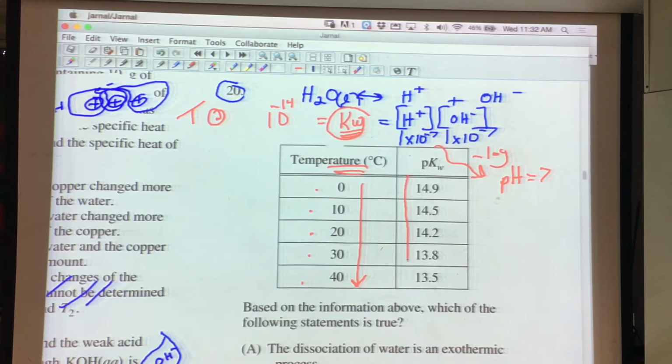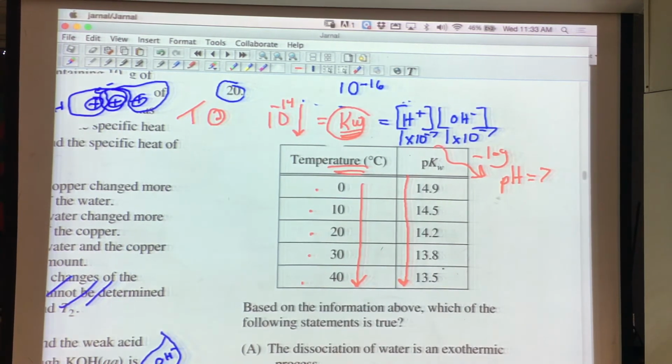okay? Overall, it's going down. So my Kw is decreasing. Now, if my Kw decreases, let's decrease Kw. Okay? Now, when I decrease Kw, at some point, here we go. Let's make it 10 to the negative 16. Now, it's getting smaller, right? My pKw is getting smaller. You see that?